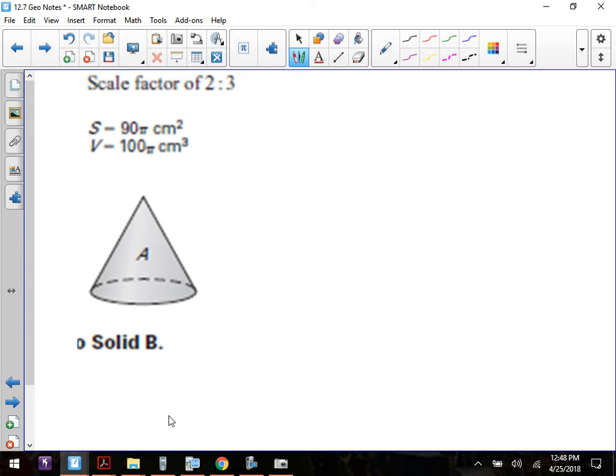So if I have a scale factor going from A to B of 2 to 3, that means the A to B fraction is 2 to 3. If my A to B is 2 to 3, that means my areas will be A squared to B squared, which means 2 to 3 has to get squared. So it's real tough now.